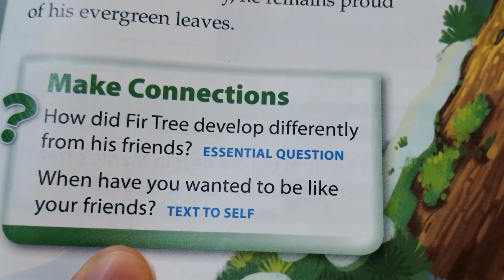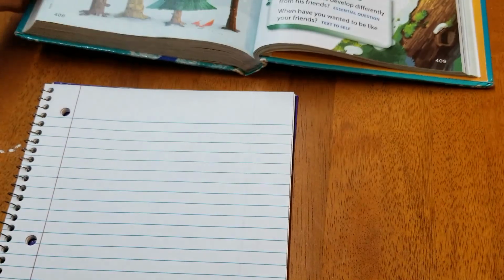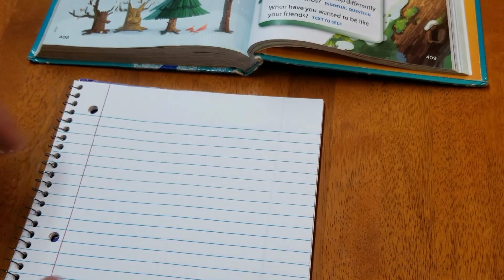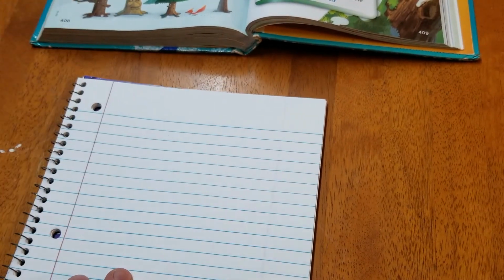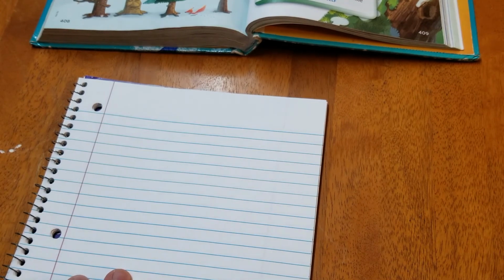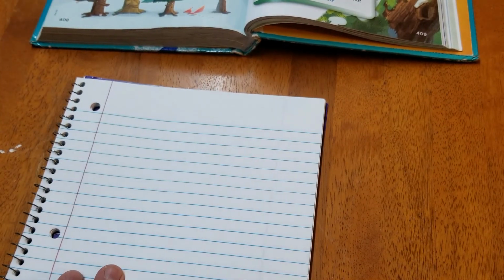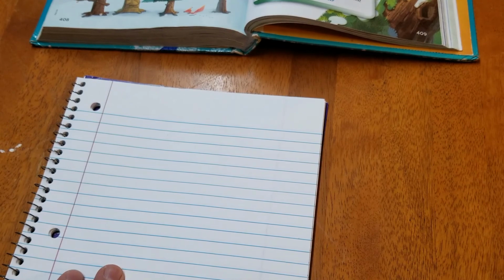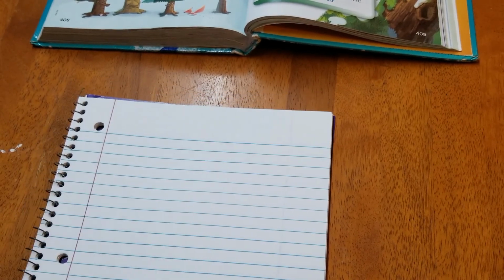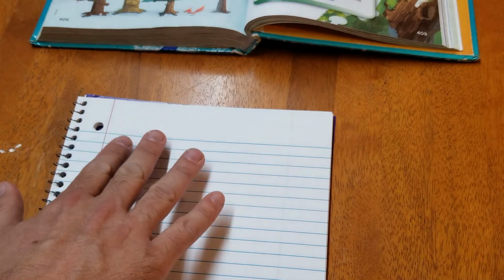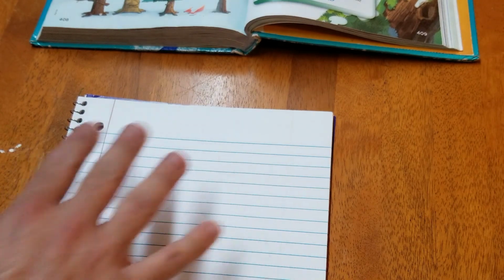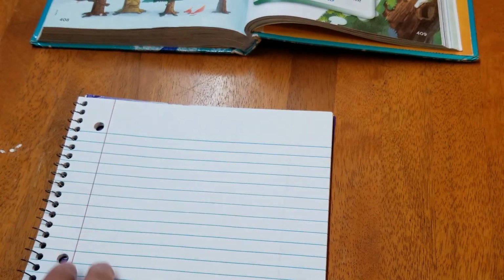When have you wanted to be like your friends? And I find that this is a much more interesting question because it's not just looking at the story and pulling the answer out of the story. This time you really have to think about your own life and make a connection to the story. It's also a lot more interesting for me to read them because every single question will have a different answer. But even though this is going to be about us, I think we still need to take an extra minute and put a clear topic sentence so that whoever's reading this knows exactly what we're talking about.